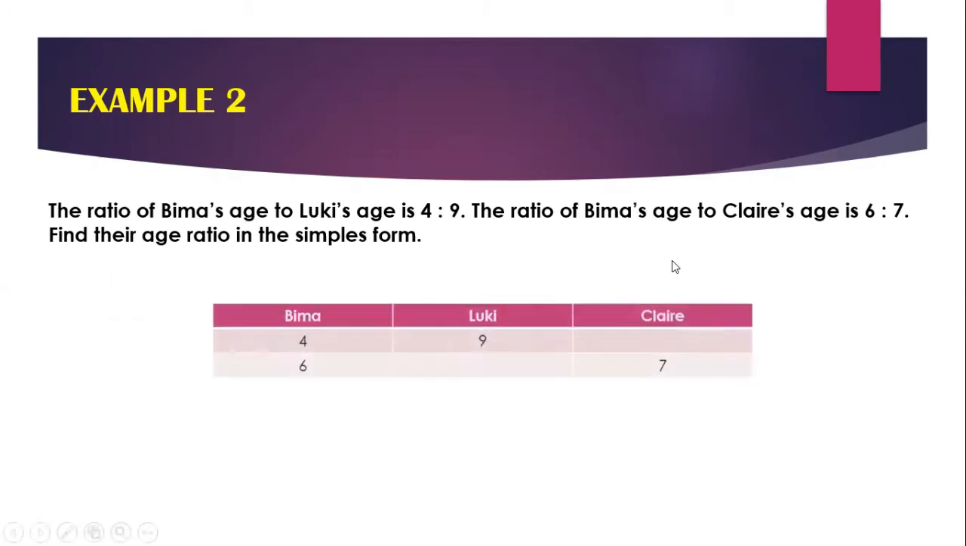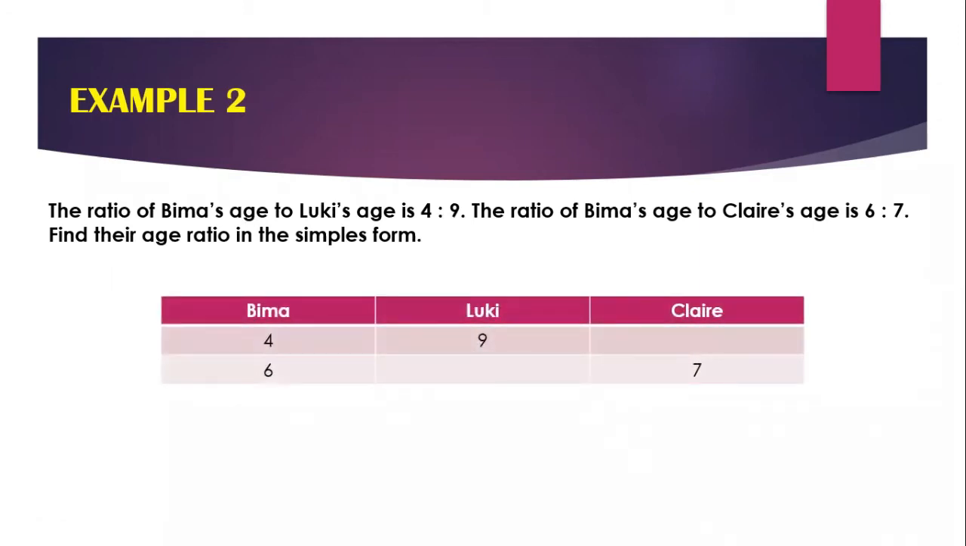Students, the easy way to solve this question is by constructing a table. The information: Bima to Lucky's age is 4 to 9. So that's why we got 4 to 9. Is it clear to you?